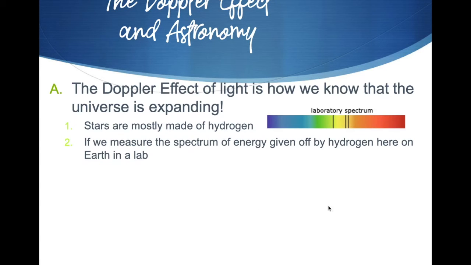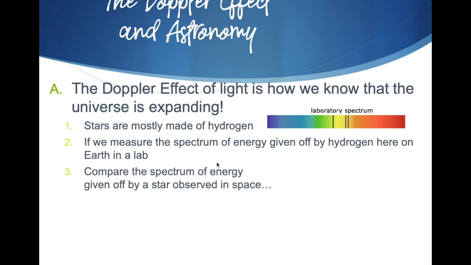So this is what it would look like. This is a spectrum of hydrogen. This is called a dark line spectrum because there's certain places where hydrogen is absorbing energy and then certain places where hydrogen is giving off energy. So that's the example of some type of lab spectrum measured here on Earth.